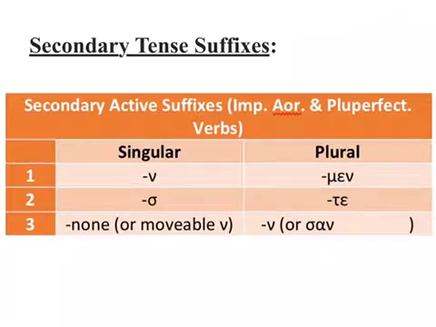So the plural first and second person are the same as our present active. The singular first person and the plural third person are going to be similar in the imperfect, so context is what's going to tell you.